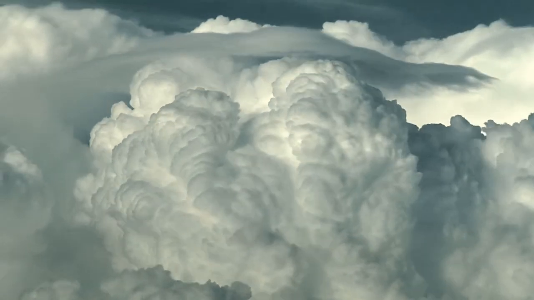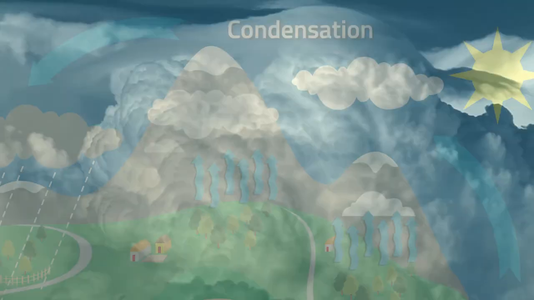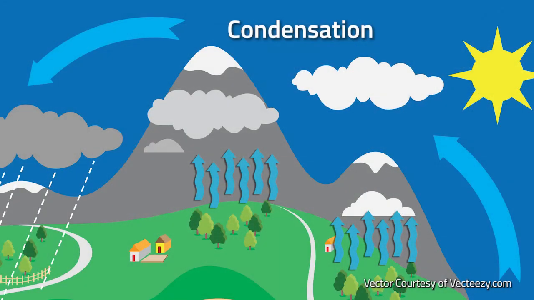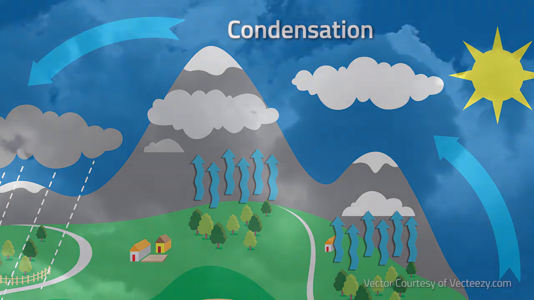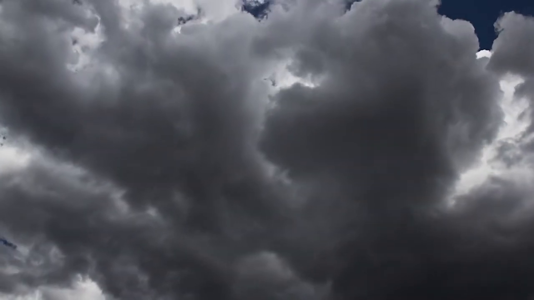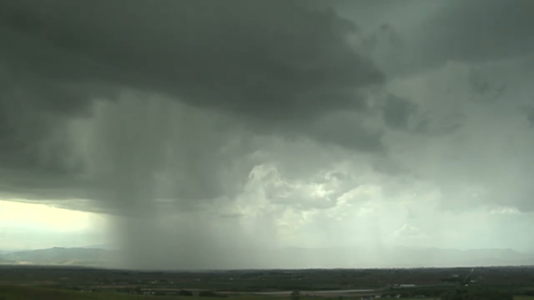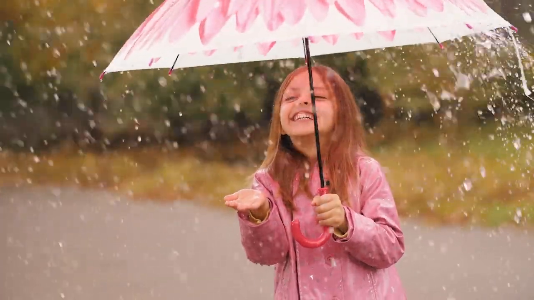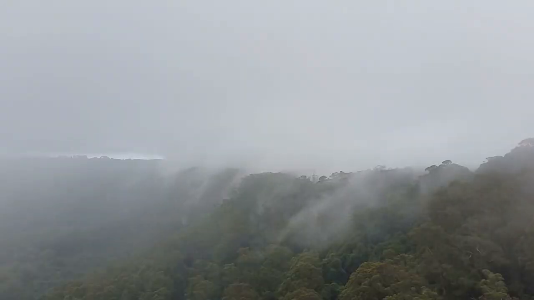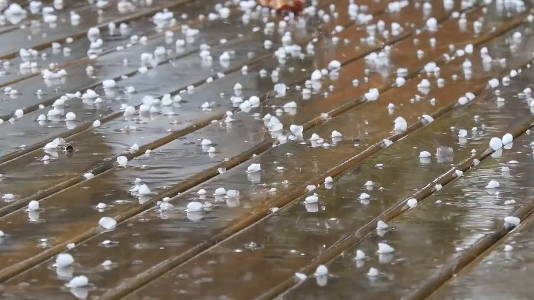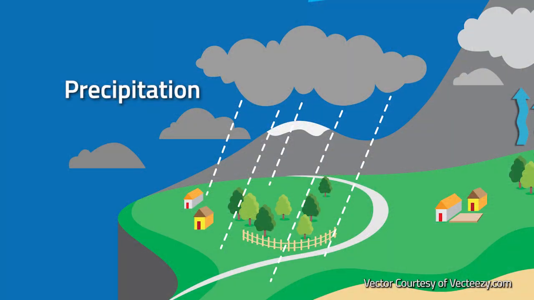Water molecules begin to slow down and clump together on small particulates found in the atmosphere called condensation nuclei that will form into clouds. This stage of the hydrological cycle is called condensation. As the water molecules condense, they begin to gain weight and return back to Earth's surface in many different forms. This includes rain, mist, snow, or hail. This is known as precipitation.